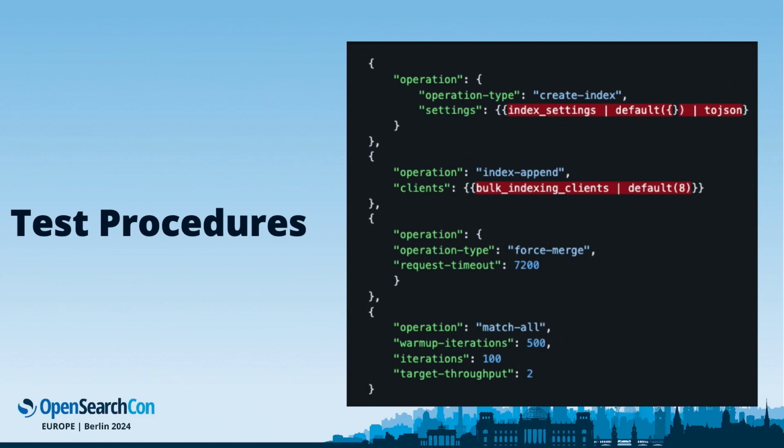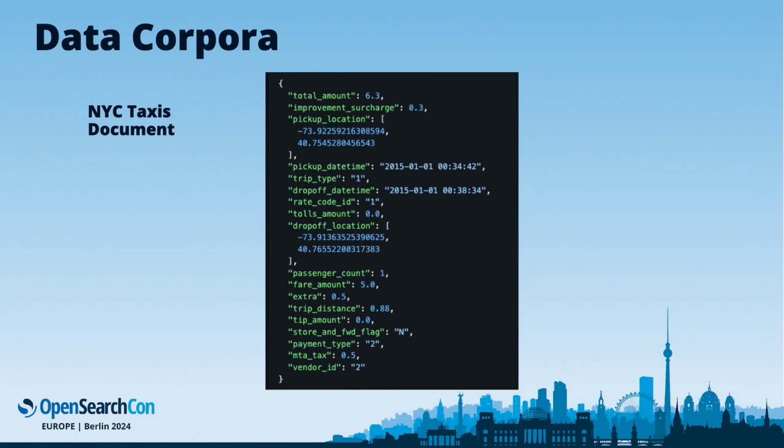So here we have 4 operations. We start off with index creation, then ingestion, which is index append, and then you have a merge operation, and finally the query that we looked at in the previous slide, which is the match-all. So you can choose to decide how long the schedule should be, how long these operations should take, or whether you want to have multiple operations happen concurrently. All of these are flexible options that you have within OSB.